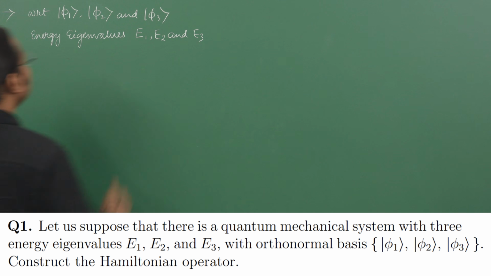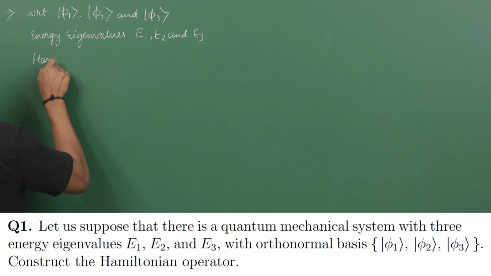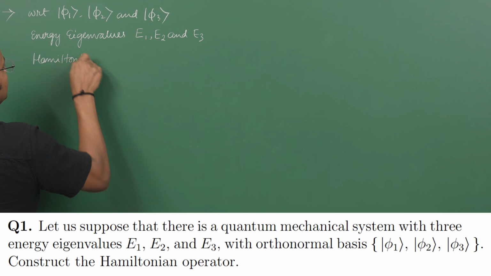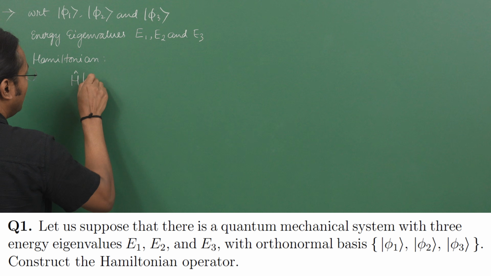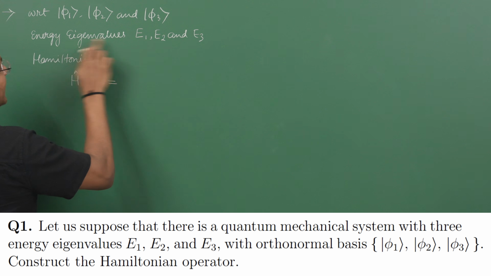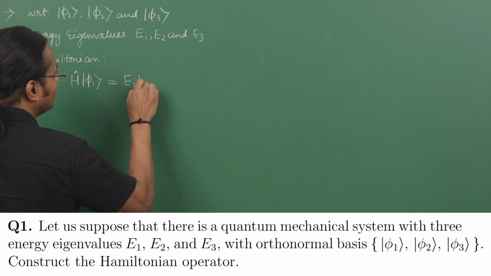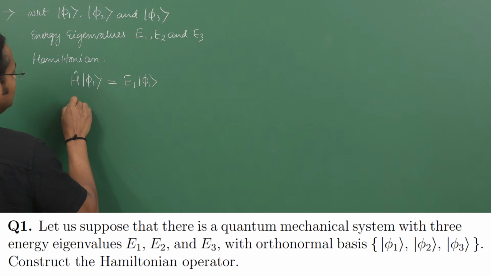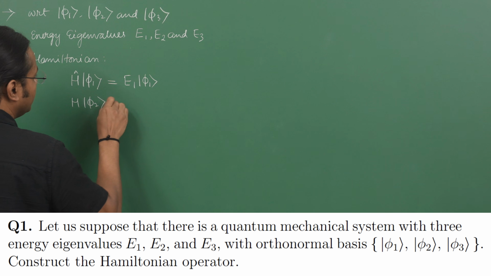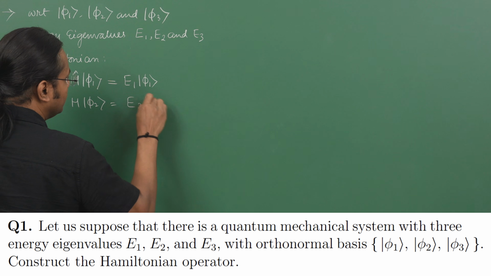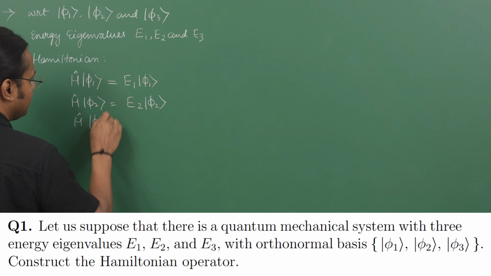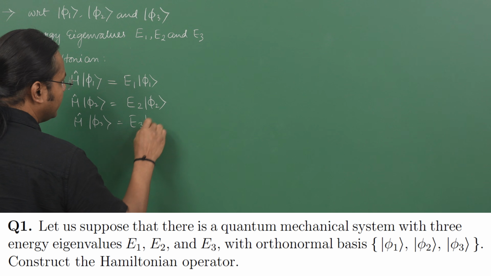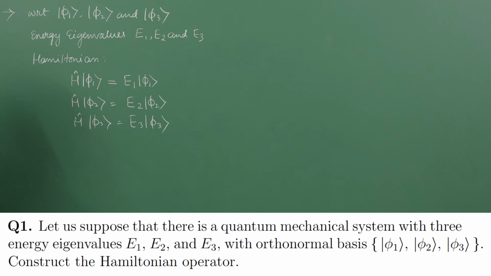Since this is an orthonormal basis and the energy eigenvalues are E1, E2, E3, then what happens when the Hamiltonian acts on these quantum vectors? So Hamiltonian acts on phi1. Because these are the eigenvalues, I should get E1 phi1, right? When the Hamiltonian acts on phi2, I should get E2 phi2. When the Hamiltonian acts on phi3, I should get E3 phi3. All right. So this much is given in the question.